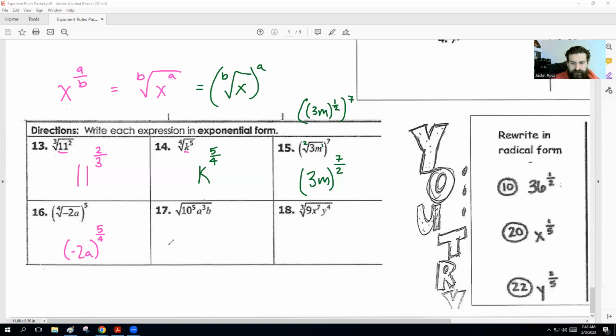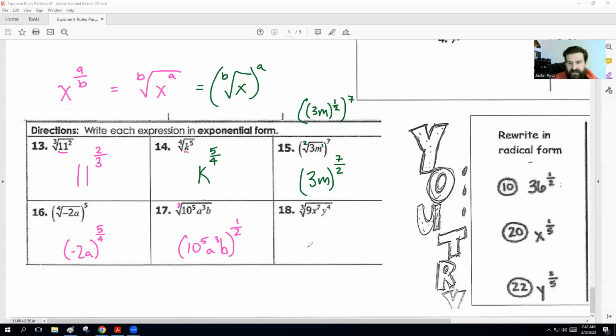That's the numerator. All right, this one we got 10 to the 5th a cubed b. Well, that is a very complicated base, but that is what the base is. Now this is a square root. So that's technically has an index 2, and all that is to the 1st power.